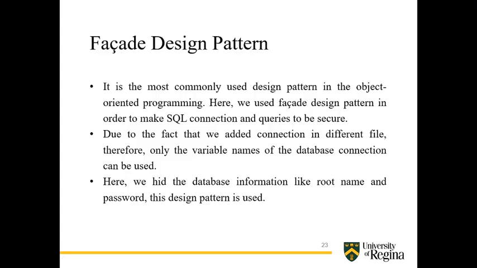Third is the facade design pattern. It is a very commonly used design pattern in object-oriented programming. So I'm just giving a brief introduction of this. Here we have used the facade design pattern in order to make SQL connection queries more secure. This is due to the fact that we added the connection in different files. Therefore, just the variable names of the database connection can be used after. This is done in order to hide the database information like root name and password. So that's why we have used the facade design pattern here.